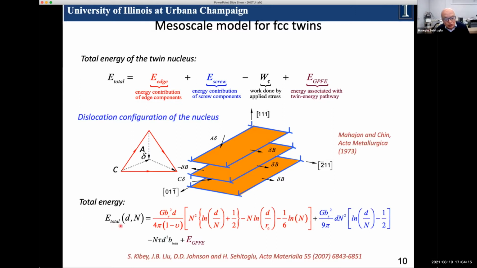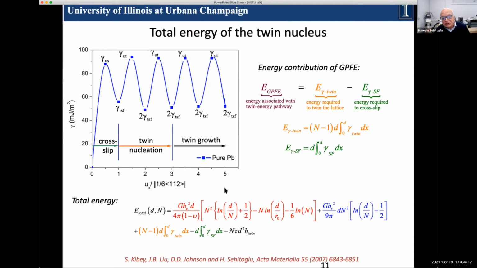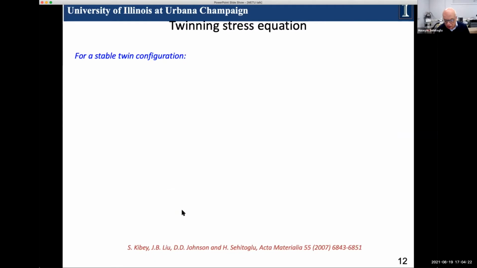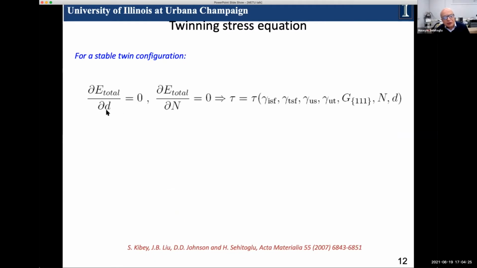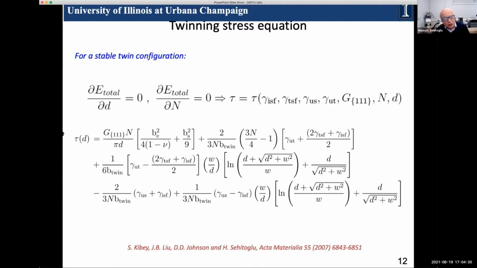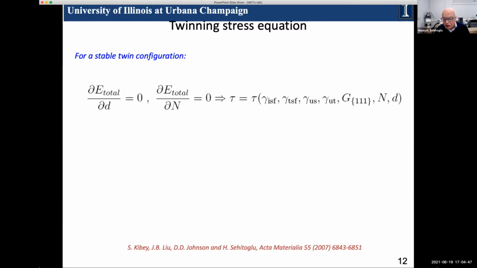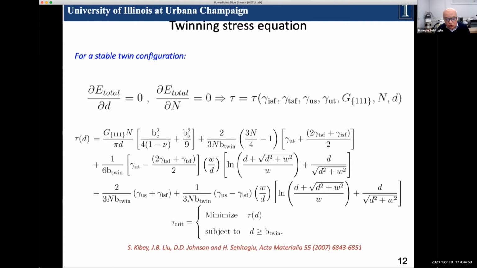So we write the total expression, and then we minimize this expression with respect to D, which is the width of the twin and the number of layers. And we get a twinning stress expression, which is a function of gamma UT, 2 gamma TSF, gamma ISF, and the twin Burgers vector for the twinning, which is related to the lattice constant, of course.